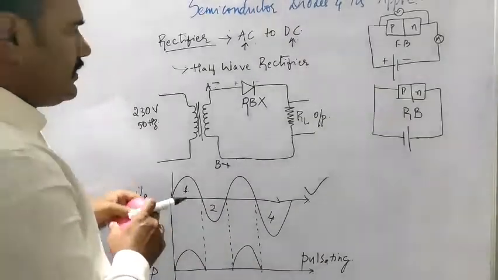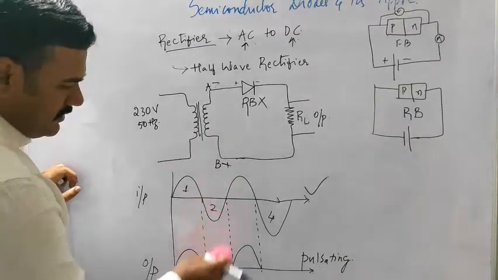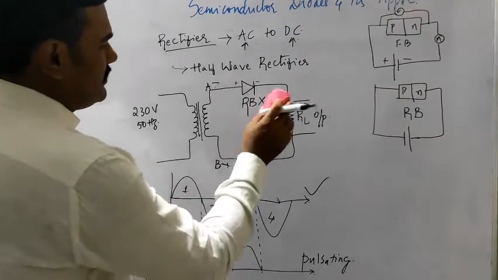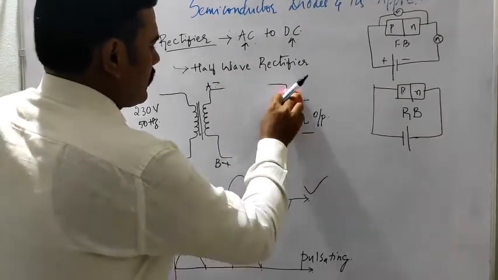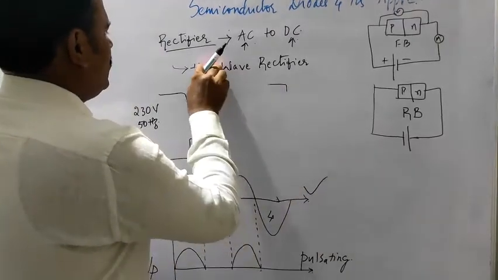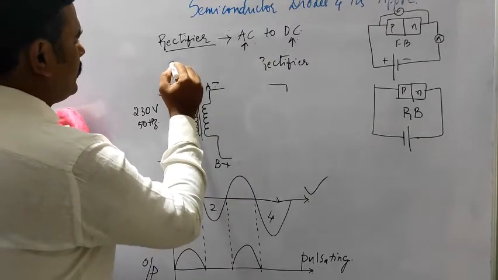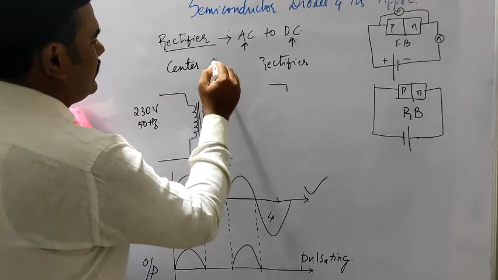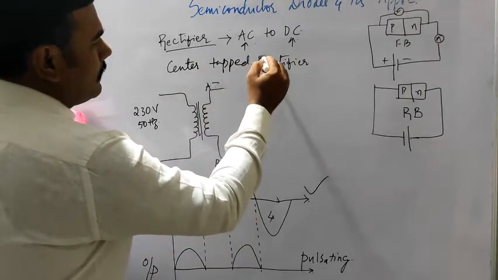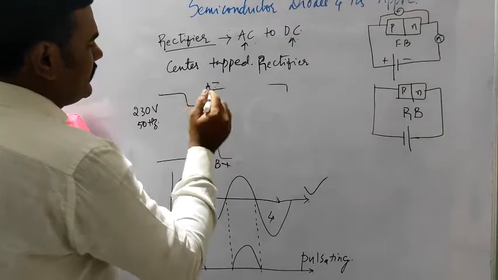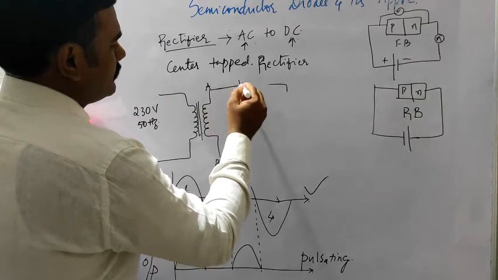If you look at the next classification, which is the full wave rectifier circuit, let me keep these two diagrams as they are. We'll change just this circuit diagram. So the first one is the center tapped rectifier. The first classification of the rectifier circuit is the center tapped rectifier. So in this case, we have two diodes.